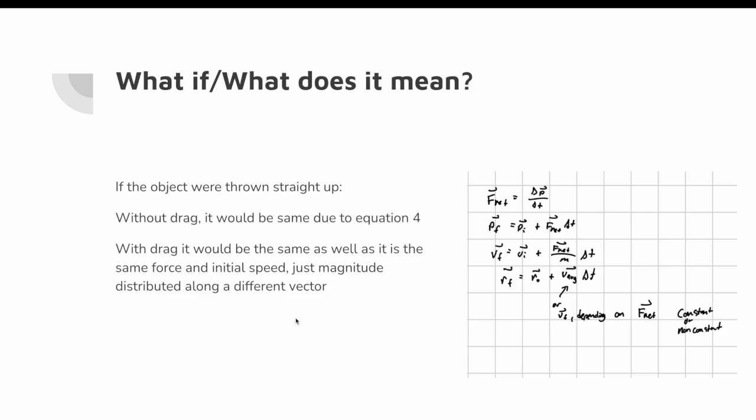And so if the object were thrown straight up without drag, the time would be the same due to equation 4. This equation right here, if they're changing the same distance, the velocity is the same in the x direction, so overall time is the same. And with drag, it would also be the same as the actual data, as it's the same overall force and the same initial speed. It's just the magnitude distributed along a different vector. In this case, it would be the y vector.